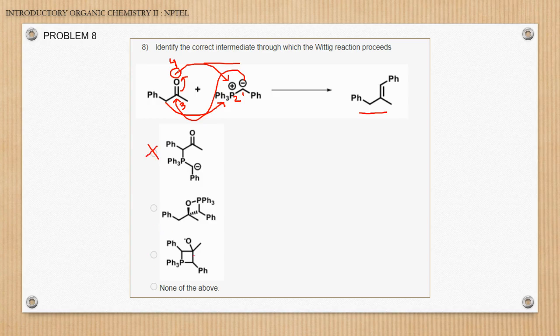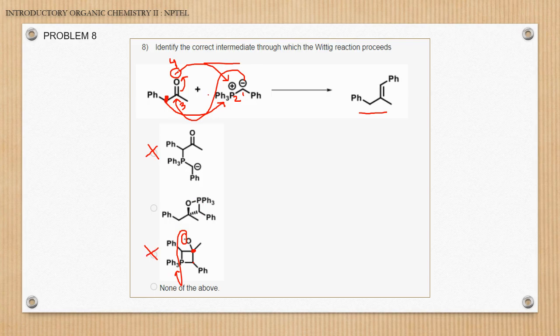So now coming to option number three. Here, if you see, what is the problem with this? Here, this attack is fine. This carbon is attacking your carbonyl carbon, right? But the O minus which is forming again is going to react with your phosphorus, not the carbon which is adjacent to the phosphorus. This carbon is not at all taking part in your Wittig reaction. That is why it cannot be possible. So remaining is this particular option only.